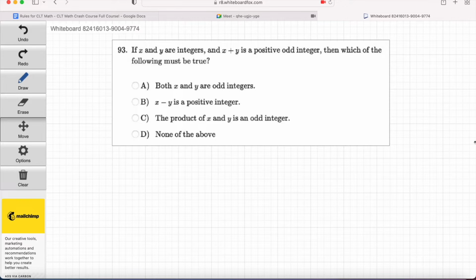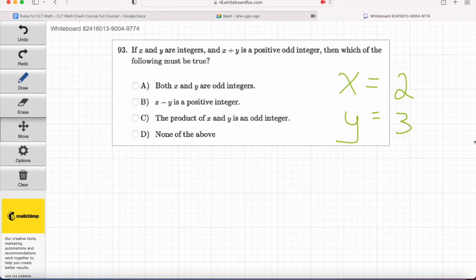Let's do what we've been doing. Let's plug in values for the variables here. I need a value for x and I need a value for y. We can pick anything here as long as x plus y is a positive odd integer. Let's do x is 2 and y is 3. You could do 1 and 2 here as well. That would work. We'll start with 2 and 3. Let's test these answer choices.